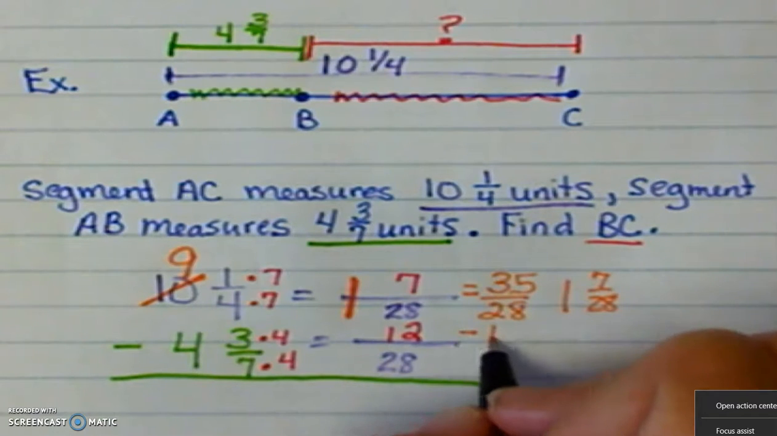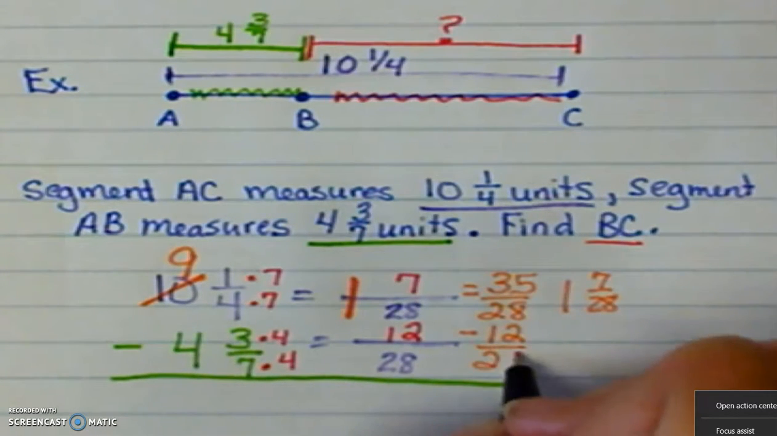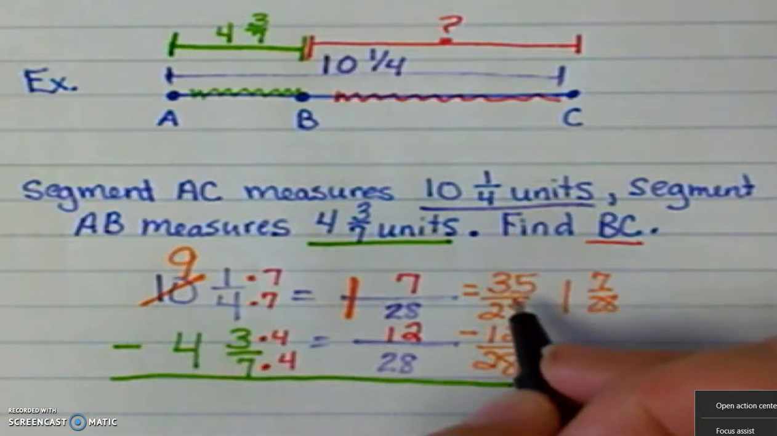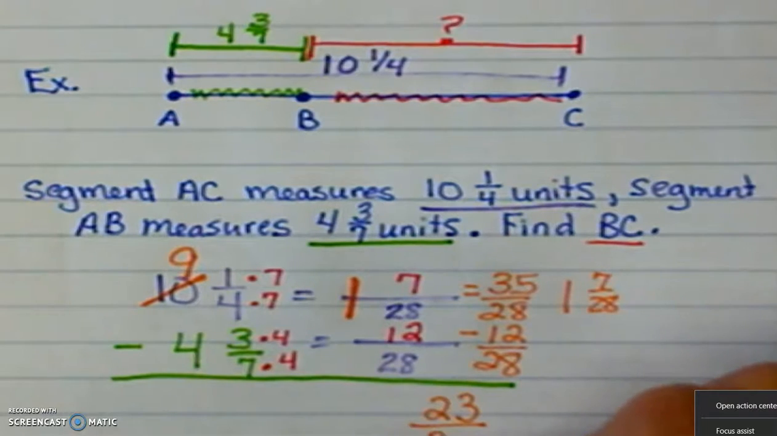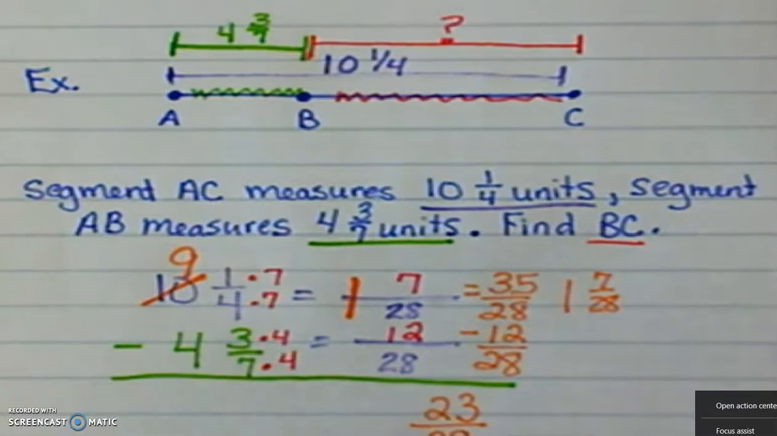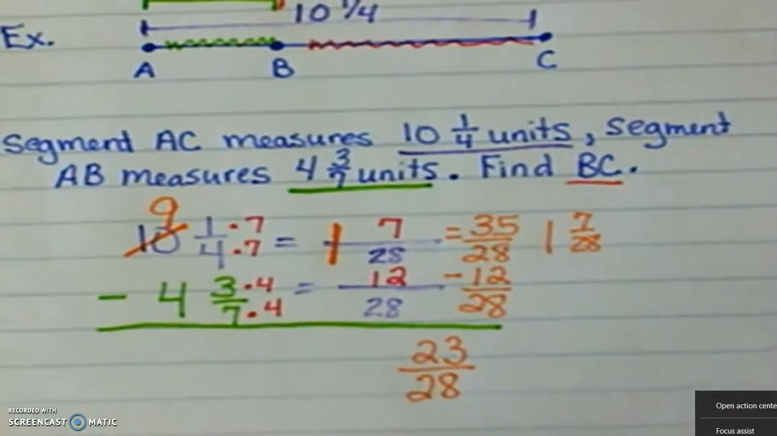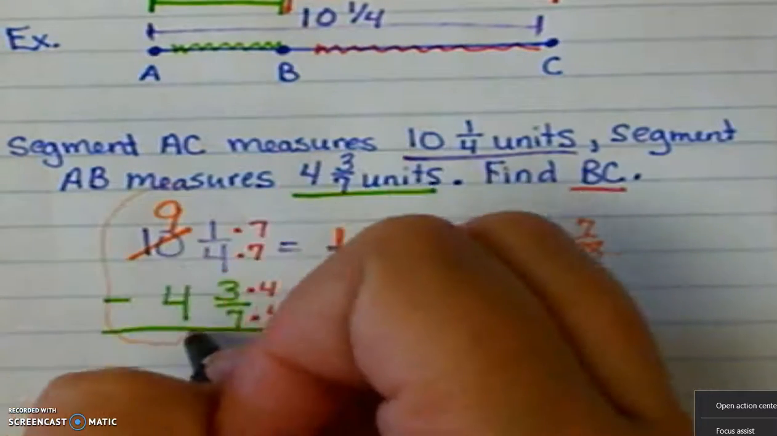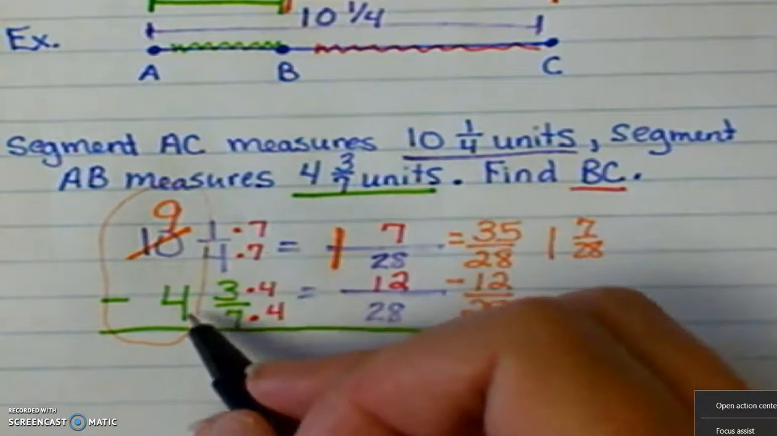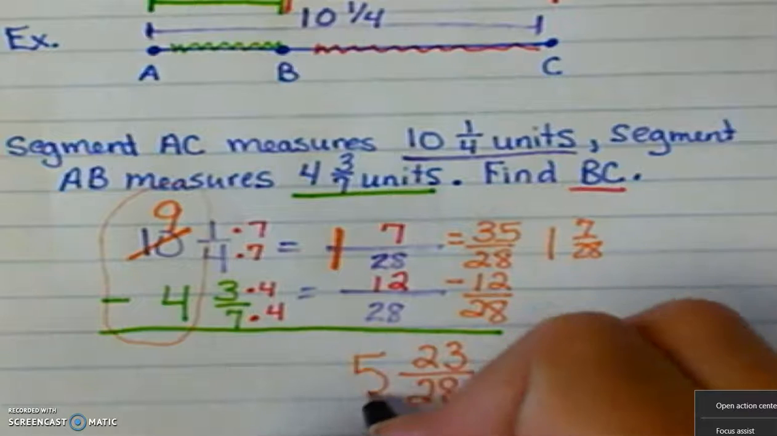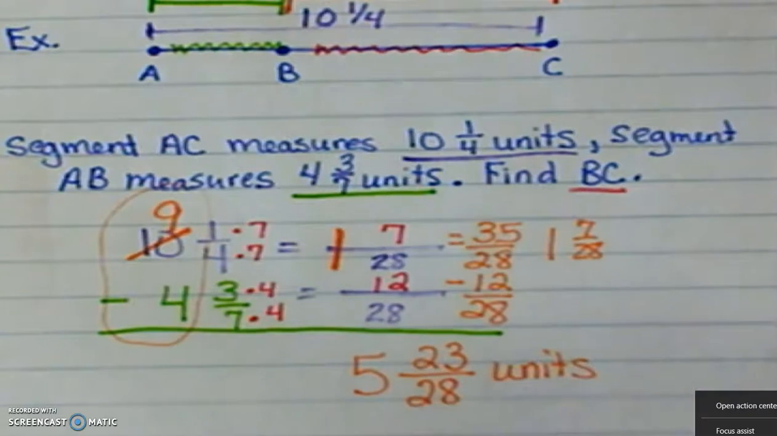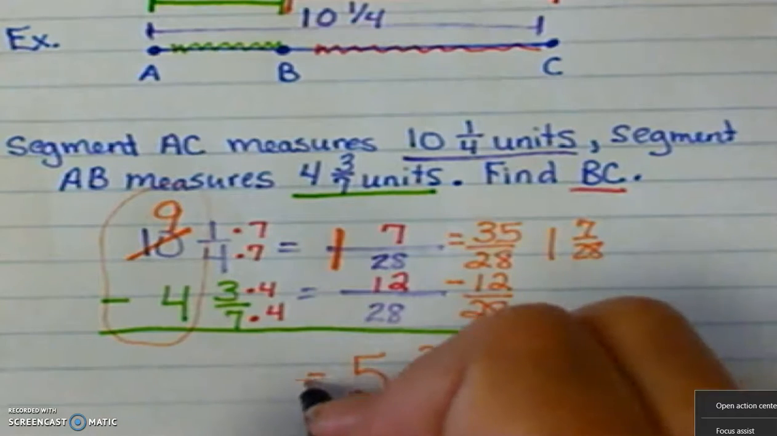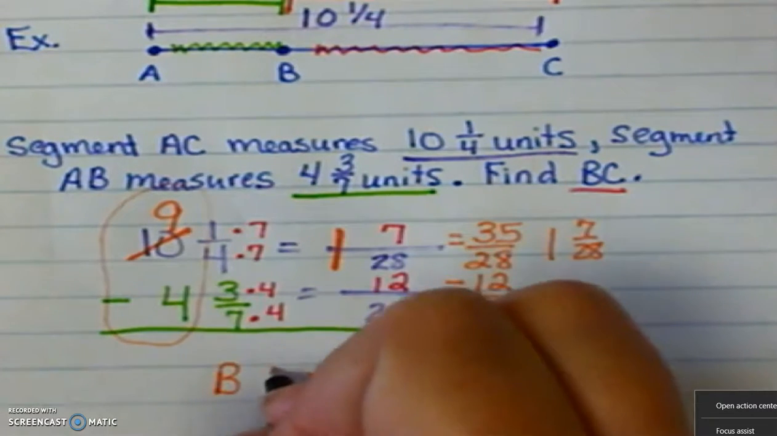And I want to subtract 12 28ths from that. So 35 minus 12: 5 minus 2 is 3, 3 minus 1 is 2. So we end up with 23 over 28. Now, don't stop there. You still have the whole parts that you need to deal with. So 9 minus 4 is 5. And units, we've got to label it. It's that many units long, and that happens to be the measure of BC.